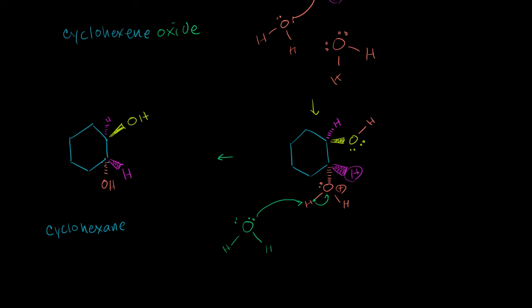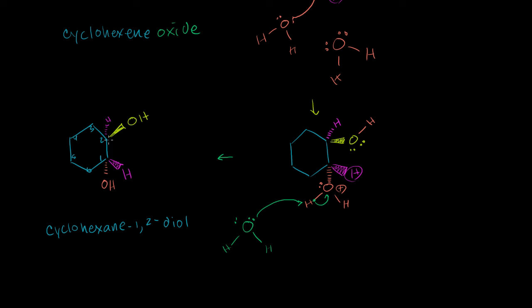We can just start numbering. We want to start numbering where the groups are. So we call this the 1, 2, 3, 4, 5, 6 carbon. We have OH groups at the 1 and the 2 carbons. Then we have two of them, so it's a diol. So we call this cyclohexane-1,2-diol, because we have two OH groups. Diol: the "ol" is for alcohol, when you have these OH groups. We have two of them.